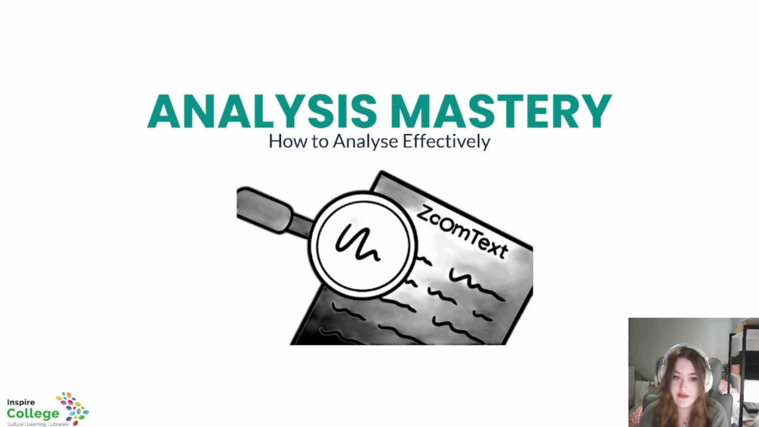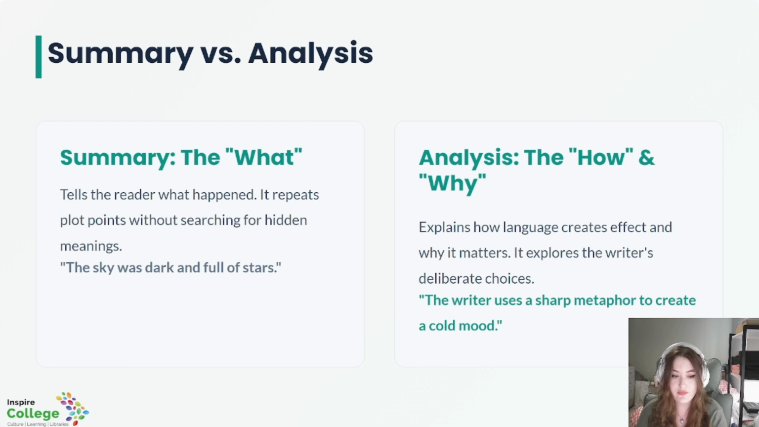A lot of learners tend to get stuck just retelling the story again, but the big marks come from being able to explain how the writer is using language to create a specific meaning. So first, let's look at the difference between summary and analysis. A summary tells us what happened. Analysis tells us how it was written and why it matters. Think of a summary as the what and the analysis as the how and the why.